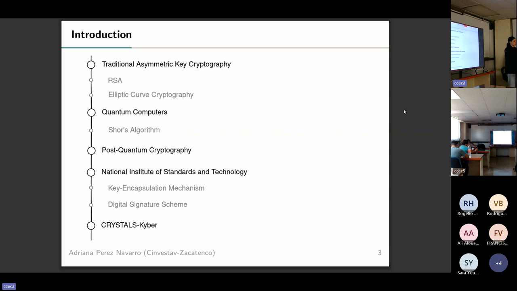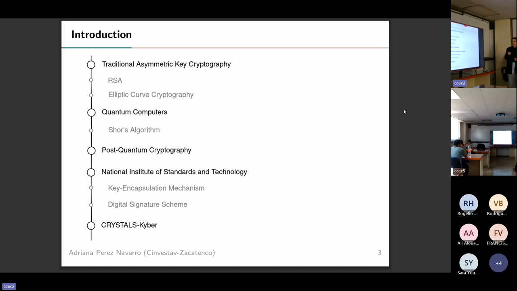Cryptography arose to protect information and ensure security in communication. Modern cryptography is mainly classified into symmetric cryptography and asymmetric cryptography. In symmetric cryptography, we only have one key, and we have to encrypt and decrypt with the same key. The problem is how to share this key safely. Asymmetric cryptography is designed to solve this problem. We have a pair of related keys, one public key for encryption, and another private key for decryption.